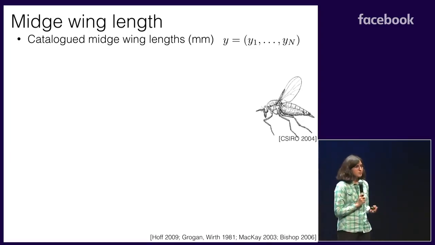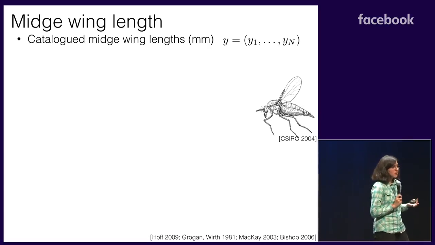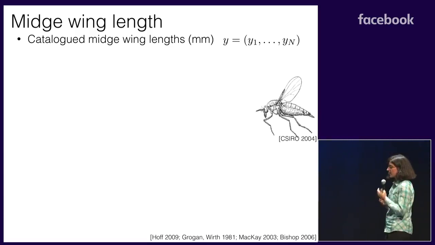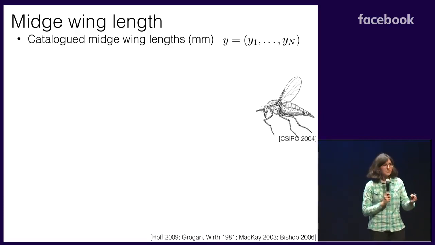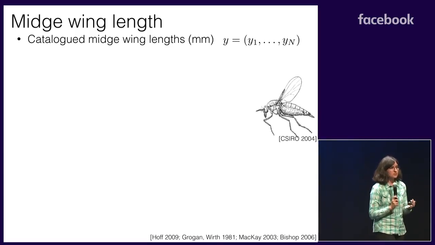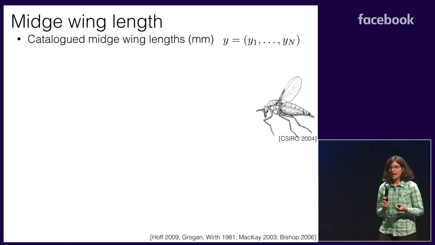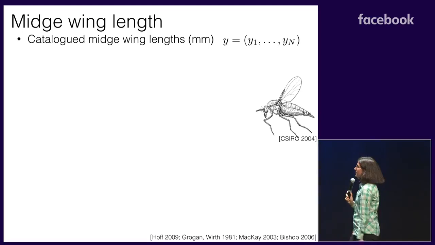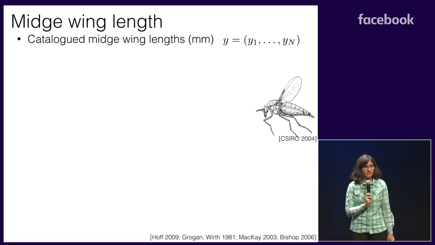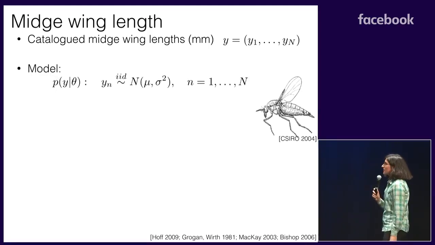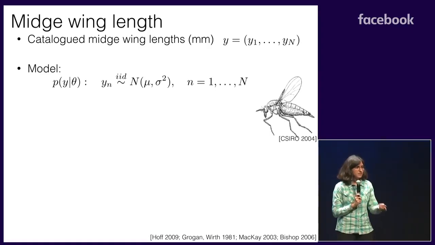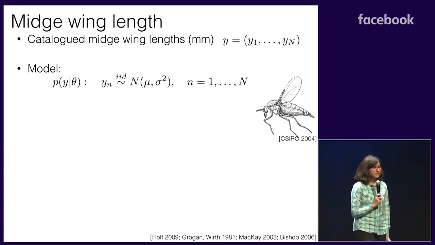So midges, you might be familiar, are these small winged insects. And in general, when biologists go out and study different species or genuses, they might want to get a sense of what's going on with individuals within that species. And so scientists have measured a bunch of midge wing lengths, and maybe we want to learn more about those lengths. A model that we might have is that these midge wing lengths are normally distributed, with some mean mu and some variance sigma squared.